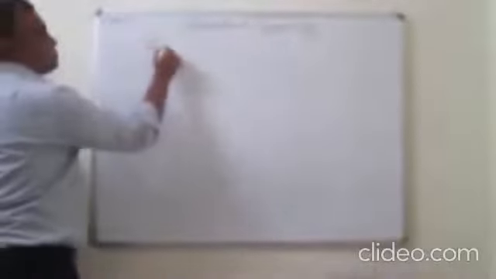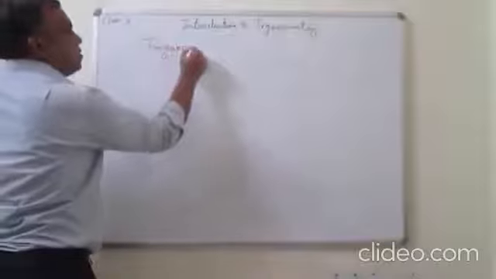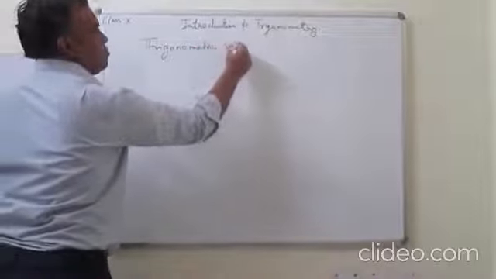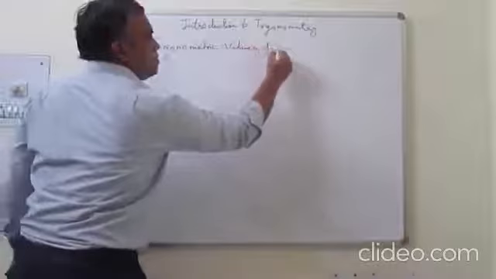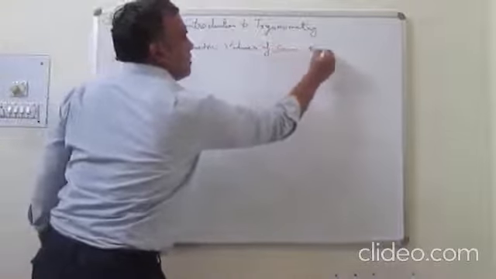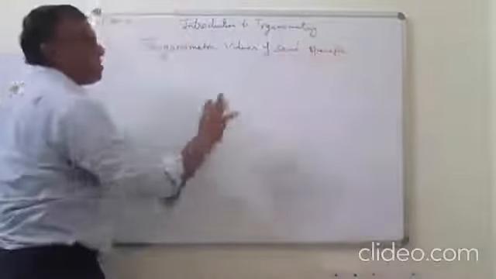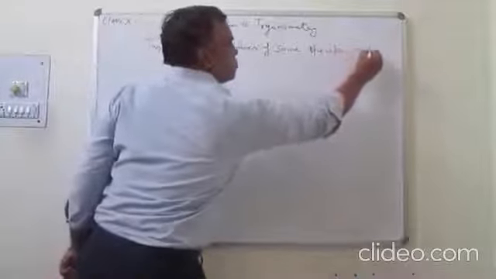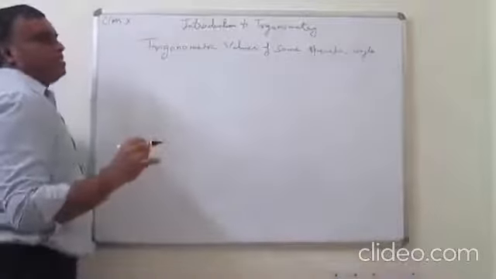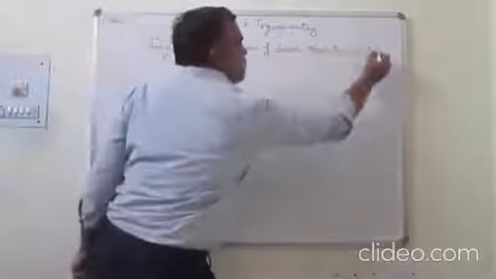Trigonometric values. Trigonometric values of some specific angles. There are some specific angles in our course: 0, 45, 30, 60, 90, and we prove it.